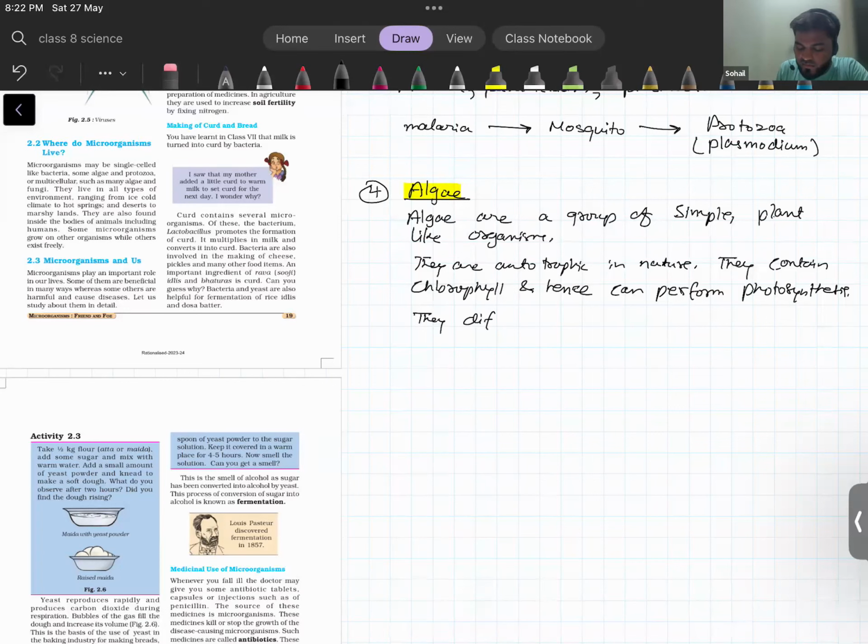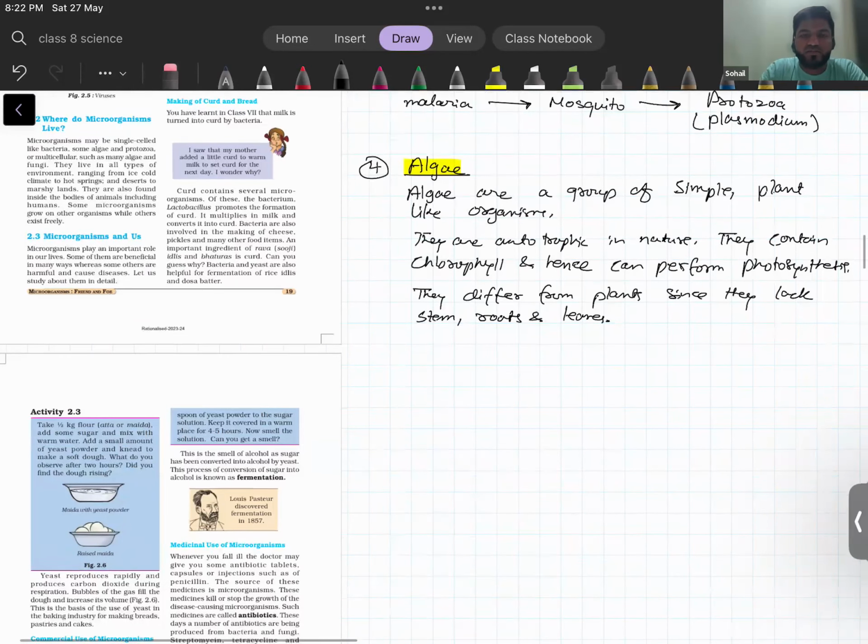They differ from plants since they lack stem, roots and leaves. Right.